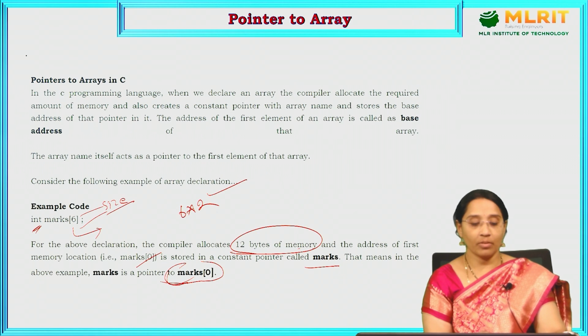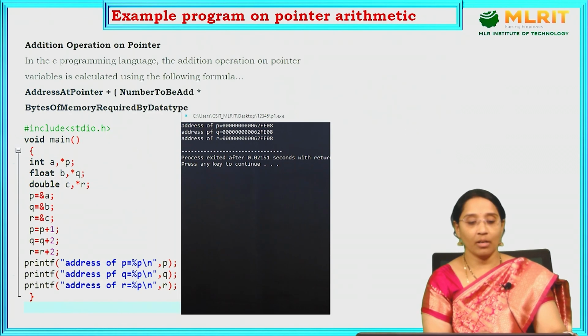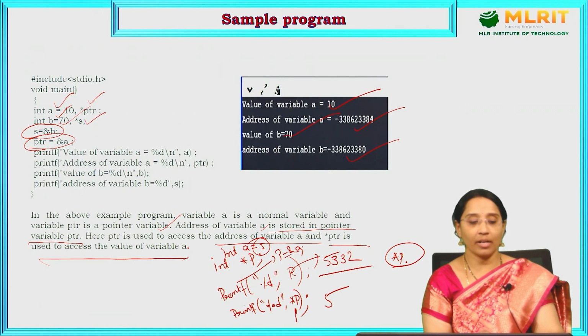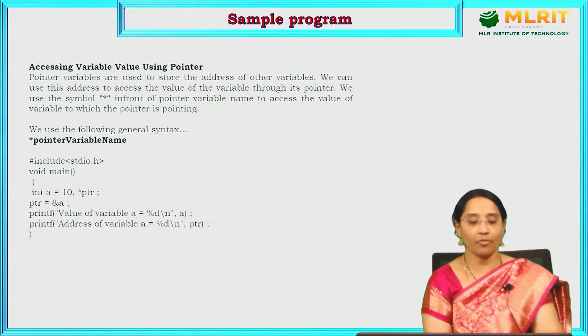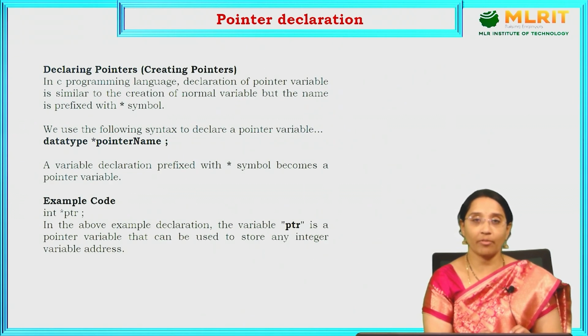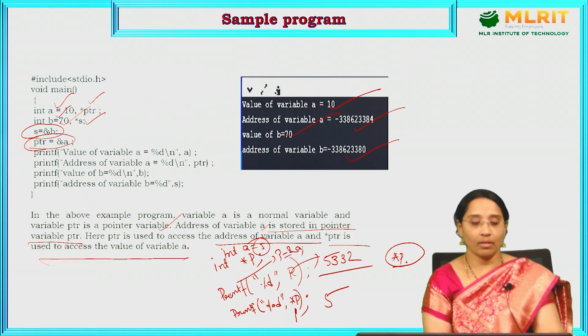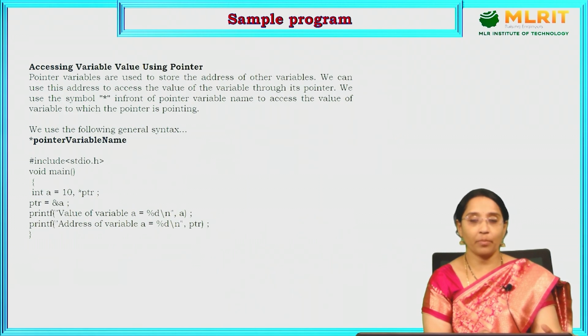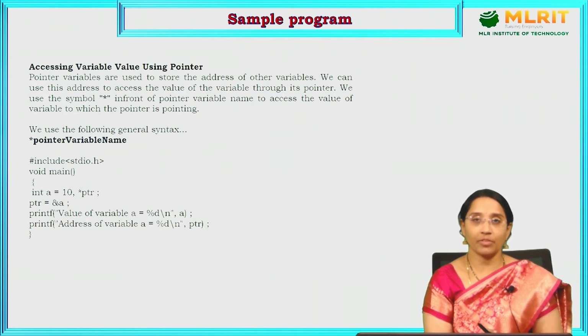So in this session we have seen pointer declaration and pointer initialization, how to retrieve the value, how to access the pointer variables, the value of operator, and pointer to pointer, and some sample programs. In the next session we will see call by value and call by reference. Thank you.